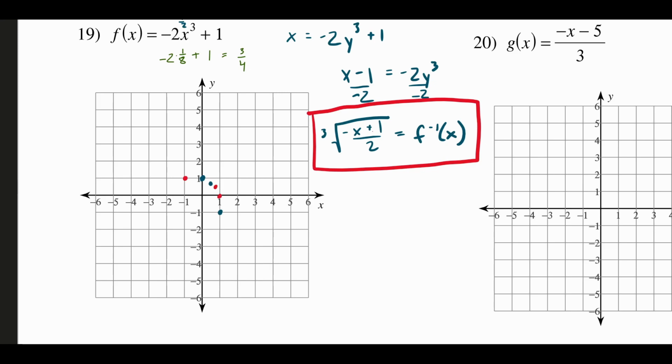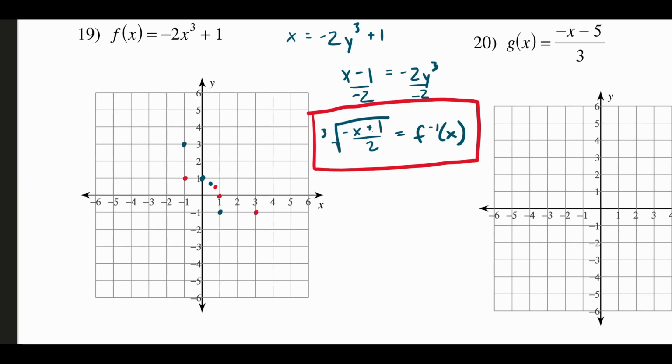versus our other function. Now let's go ahead and plug in, let's do a -1. Plugging in -1, -1 cubed is -1, -1 times -2 is a +2, 2 plus 1 is 3. So when I'm at -1 for my original function, I'm at a positive 3. Switching those, when I'm at a positive 3 for my inverse function, I'm at a negative 1.